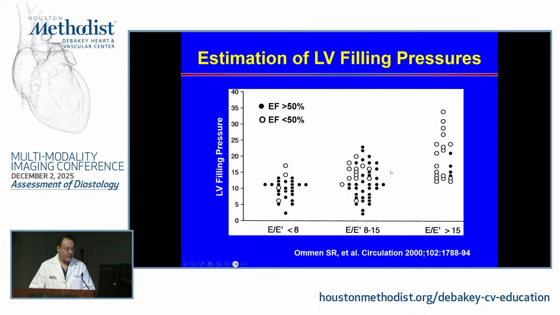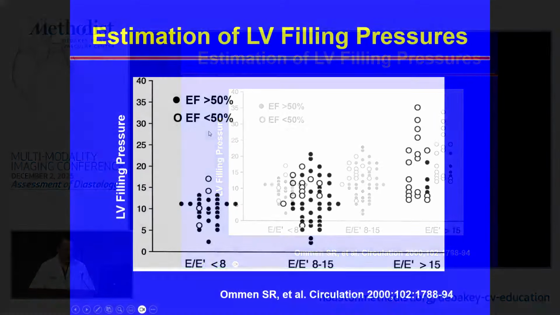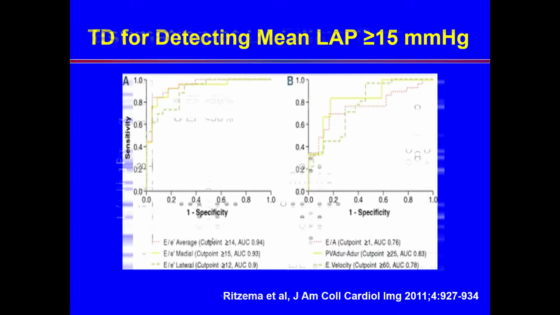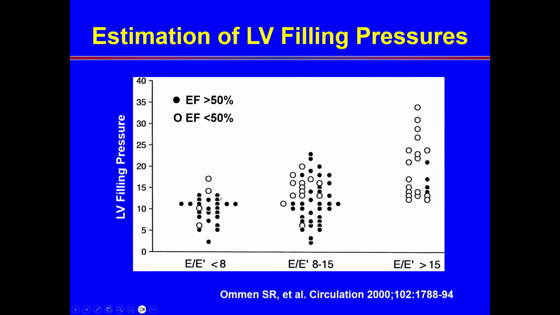And the open and the closed circles represent patients with EF 50% or above. The open circles less than 50%. Less than 8, mean diastolic pressure, usually less than 15. When the ratio is more than 15, most of these patients have a mean LV diastolic pressure above 15. In between, you have quite a bit of scatter. So that's the story about E prime velocity and E to E prime ratio.